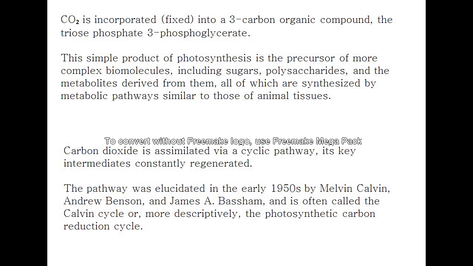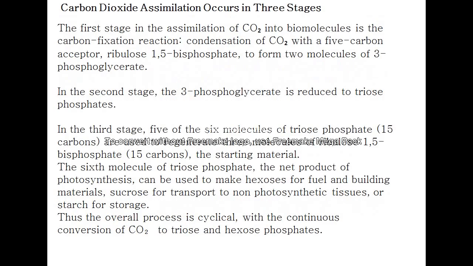Carbon dioxide is incorporated into a 3 carbon compound and you get 3-phosphoglycerate. This pathway was elucidated by Calvin. That's why it is called the Calvin cycle, or the C3 pathway, because it is associated with 3 carbon organic compounds. There are 3 stages in this. The first stage is the assimilation of carbon dioxide into biomolecules. This is the key step.